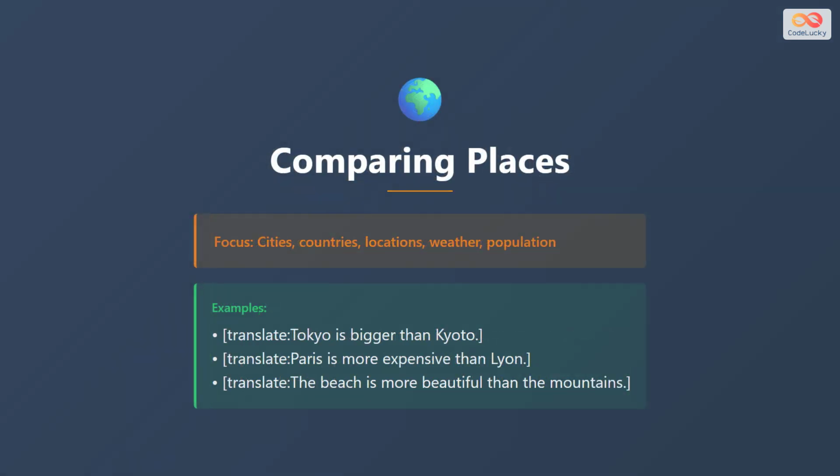When we compare places like cities, countries, or locations, we might talk about their size, population, weather, or beauty. Tokyo is bigger than Kyoto. This compares the size of two Japanese cities. Paris is more expensive than Lyon. We compare the cost of living in two French cities. The beach is more beautiful than the mountains. This compares the beauty of two natural locations. Comparatives are very useful when discussing different places around the world.